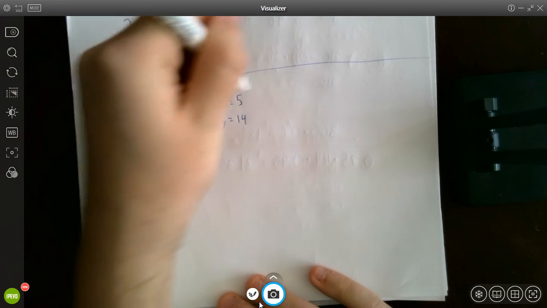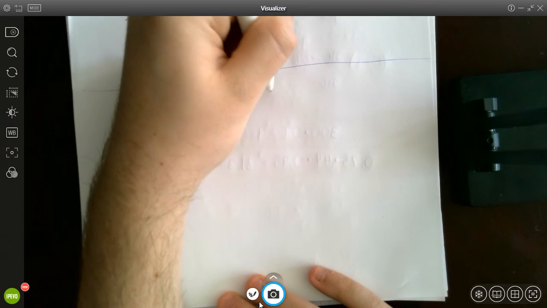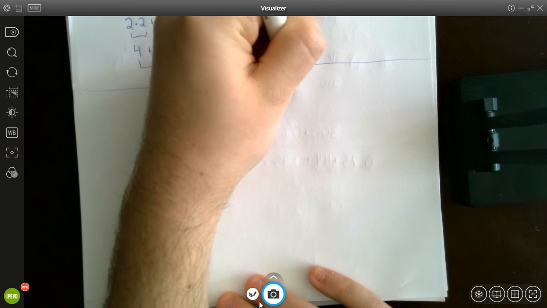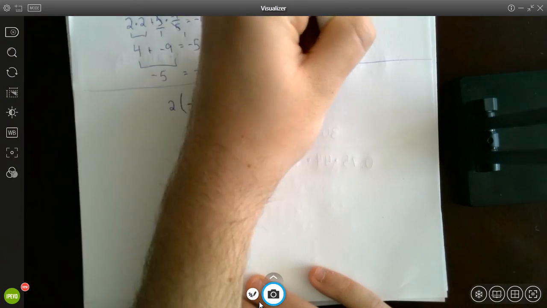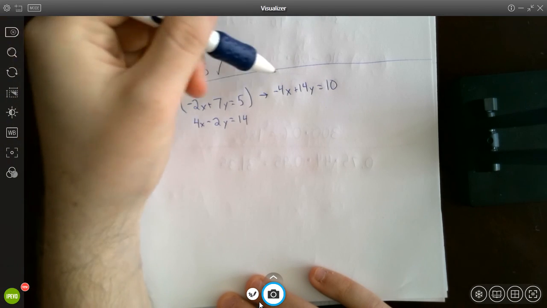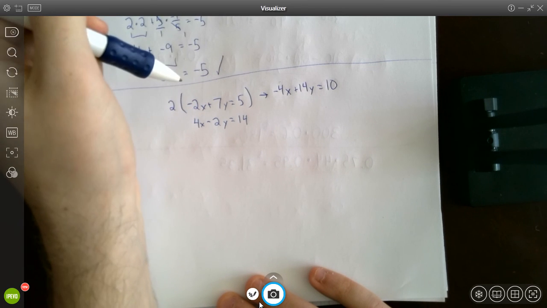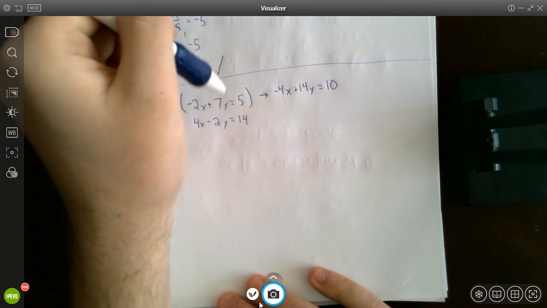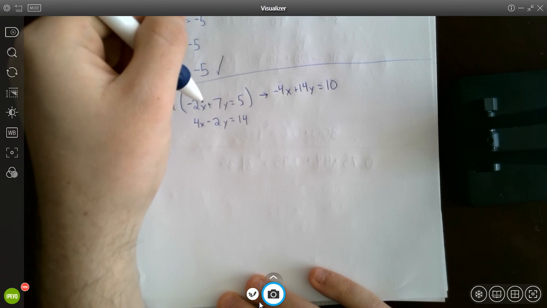Hopefully you're noticing that if we take this whole equation and multiply it by 2, then our new equation is going to be negative 4x plus 14y equals 10. Now, those two equations actually represent the same thing. The y-intercept is going to be the same. The slope is going to be the same. It's just that we took all of our values and multiplied it by 2. Nothing changes there, though, so we can actually do that.